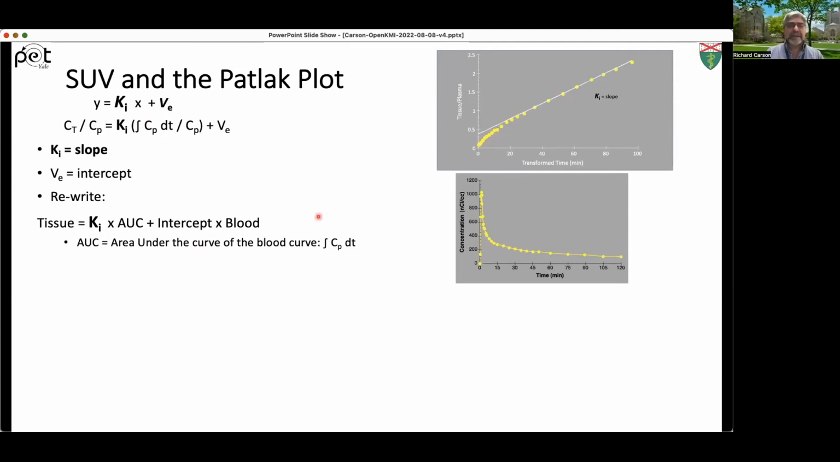Let's start with an assumption that the intercept is small. And relative, for example, in high binding tumors, that's a pretty good assumption. It's not always a good assumption, so it's one of those approximations we're making. So if we have that, at that point, the formula gets much simpler.